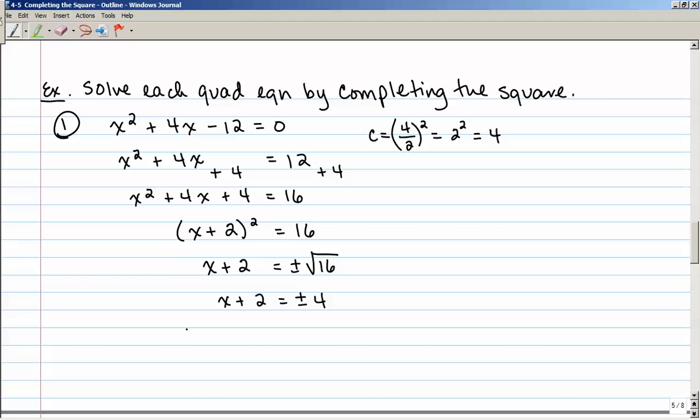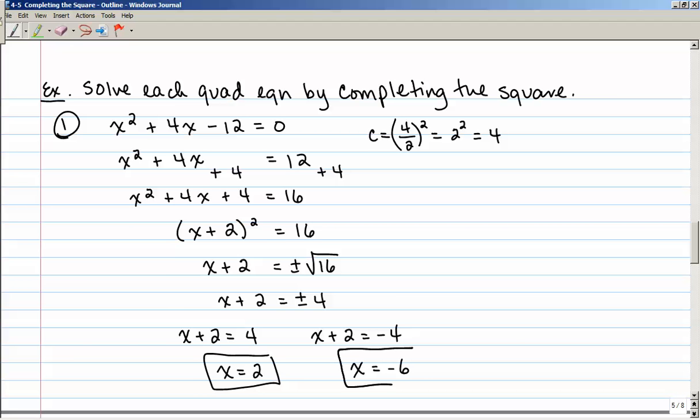I like to write it out as two equations. x plus 2 equals a positive 4. x plus 2 equals a negative 4. So x equals 2, and x equals negative 6.